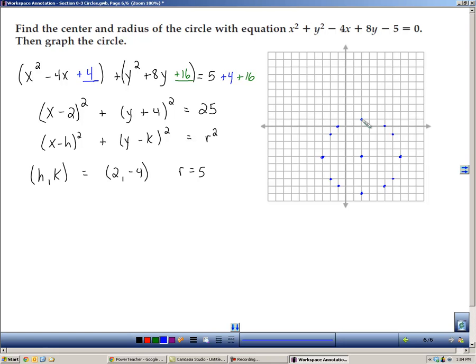And so now I can graph my circle. So here we'll label our center at 2, negative 4, and we knew that the radius of our circle was 5, and then we sketched our circle using some other points.